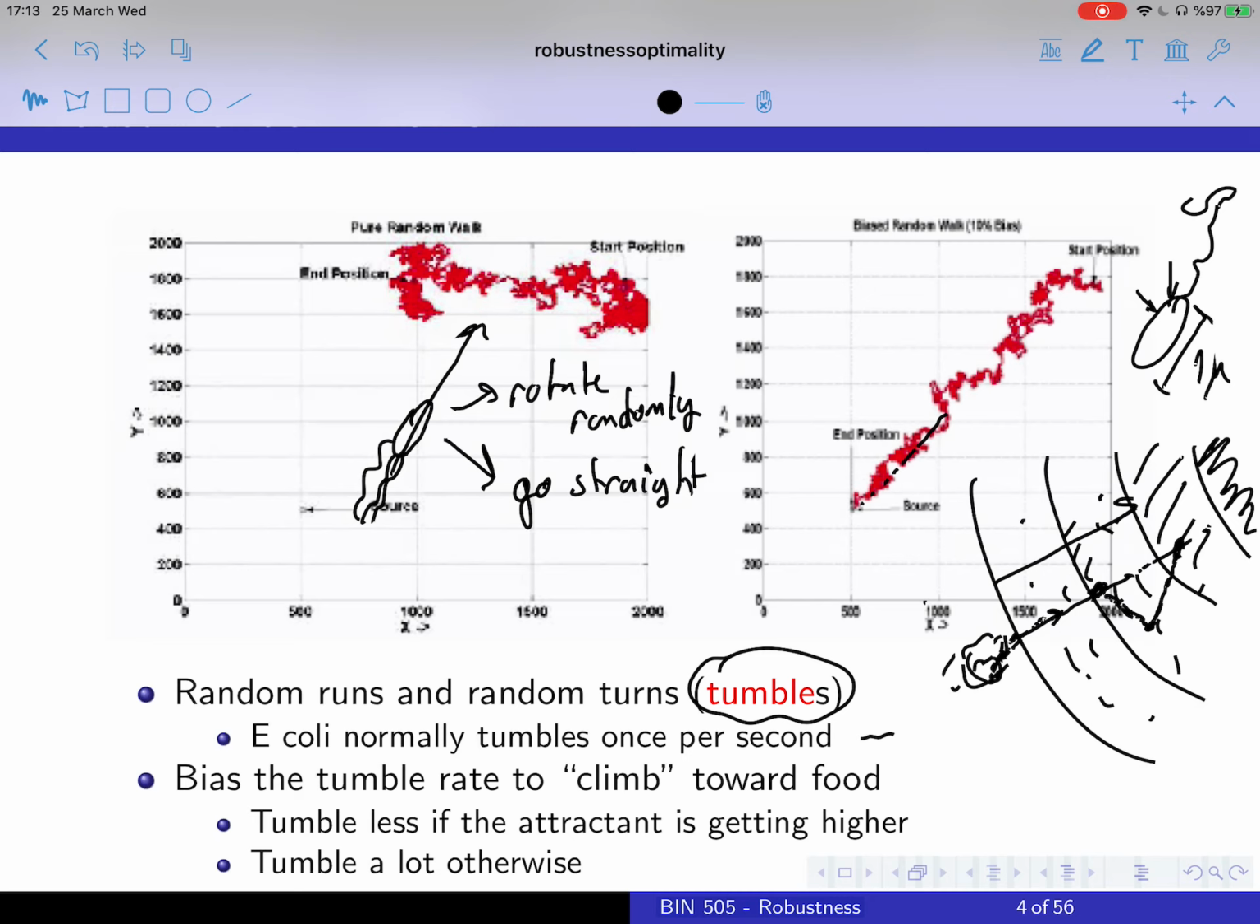Or conversely, it might not be an attractant but something you don't like, some kind of pollutant, for example, nickel ions, etc., that they want to escape. They'll do the opposite. So you tumble less if the attractant is getting higher, and you tumble a lot otherwise.